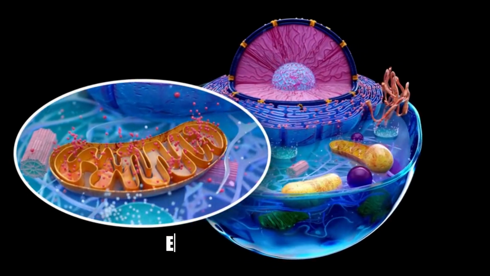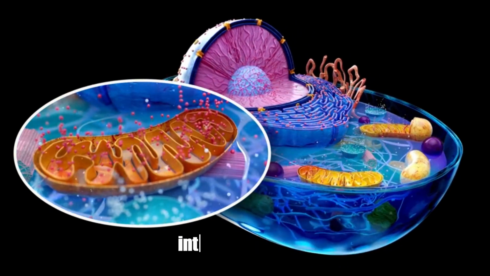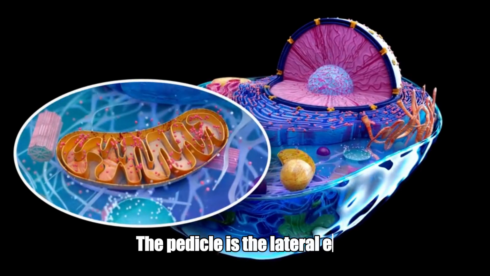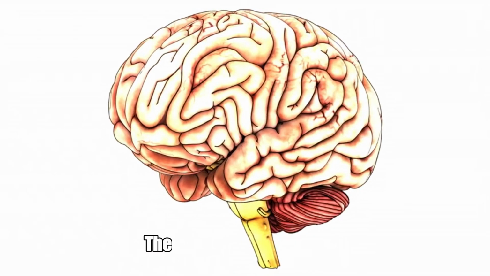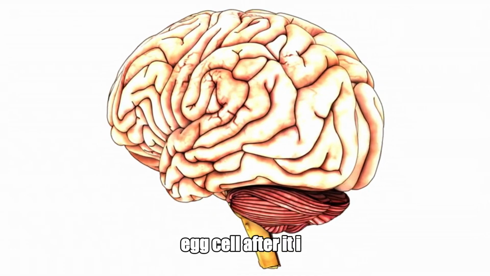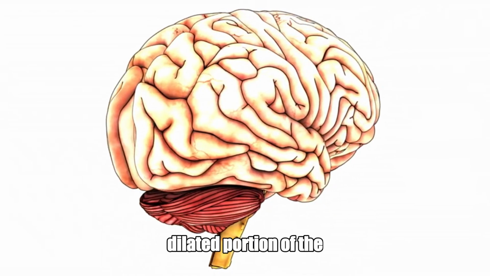Fallopian tubes. Each fallopian tube is a hollow organ 10 centimeters long that is divided into 4 sections. The infundibulum is the lateral end, which has numerous finger-like projections called fimbriae. These fimbriae capture the egg cell after it is released from the ovary. The ampulla is the central, dilated portion of the fallopian tube.